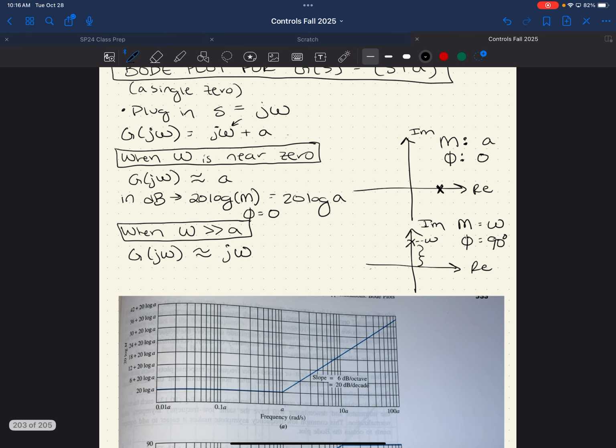Okay. So if I were to write this complex number in polar form, I could also write it as omega angle 90. And in decibels, the magnitude of this number is 20 log of m, which is 20 log omega.